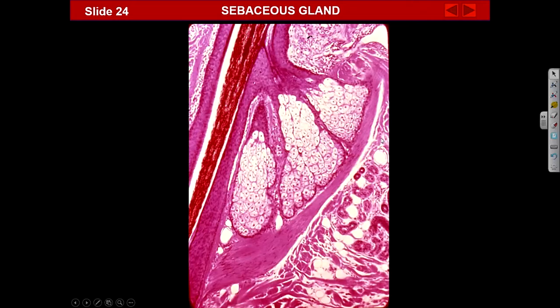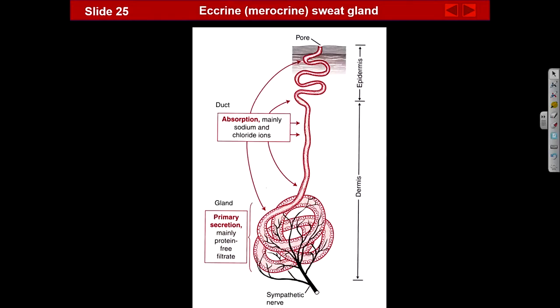Okay, sebaceous glands, shown here, secrete sebum onto the hair shaft. Remember, the sebaceous gland is the point at which the internal root sheath peters out. It won't extend beyond the sebaceous gland.